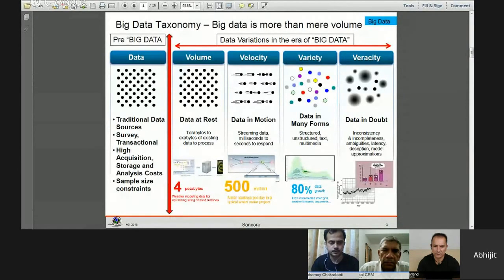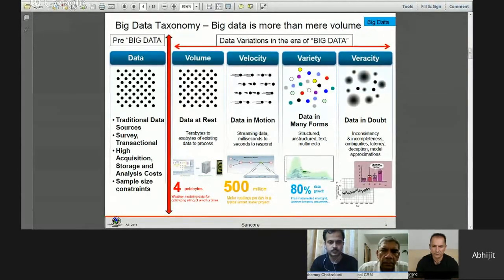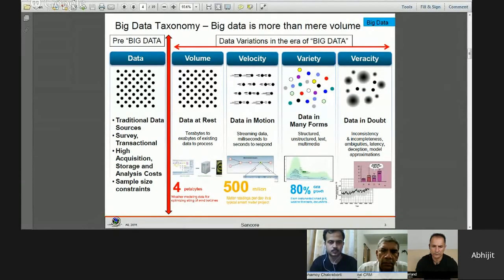Right. So what's a big data taxonomy? Big data is more than mere volume. So pre-big data, you had these traditional data sources: survey, transactional, with high acquisition, storage, and analysis costs. There were sample size constraints. And what's happening right now, you have data variations. You have huge volumes of data. Then there is velocity, which means data in motion. There's variety, data in many forms: structured, unstructured, text. And then there is veracity. A lot of this data is missing or incomplete. There are ambiguities, there are latencies, there is deception, all kinds of issues.